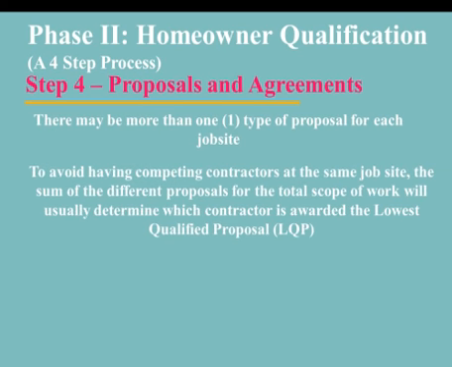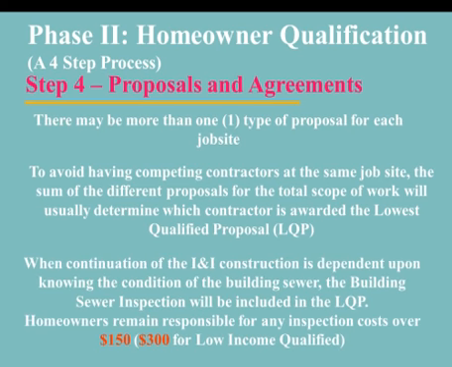There may be more than one type of proposal. If you've got a house trap, then it would be a proposal to take out the house trap, and then the regular backwater valve isolation proposal. Typically, all things being equal, the lowest price will be the lowest qualified proposal. You still remain responsible for $150 or $300 respectively for the televising.